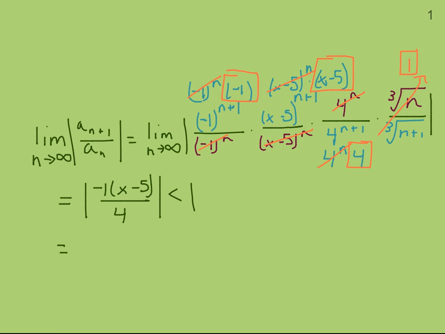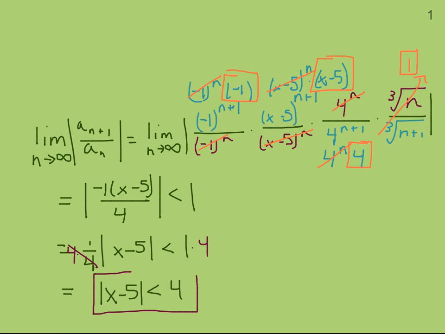And what we'll do is take out the fourth and have just x minus 5 in absolute value. And then we multiply both sides by 4. Okay, great. So the absolute value of x minus 5 is less than 4.